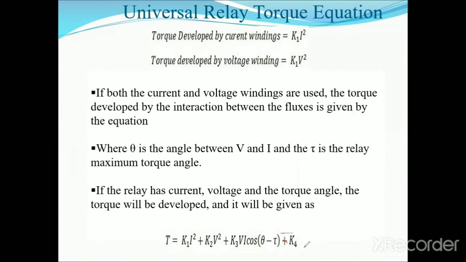This is the universal relay torque equation. By using this universal relay torque equation, we obtain the voltage and the performance of these relays, plus K4 (taken as minus K4). This is the universal relay torque equation.